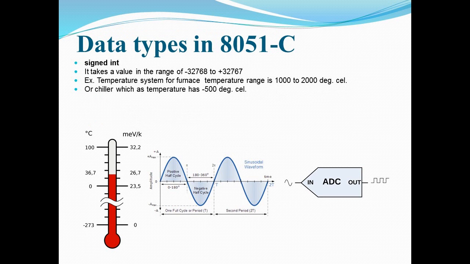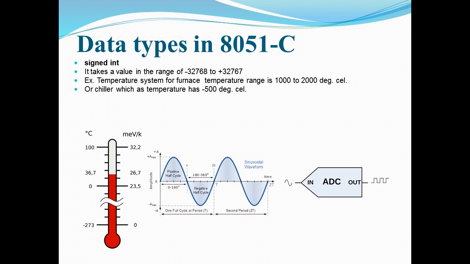Now let us look at the signed integer data type. In this data type, we can store positive as well as negative values. As it is 16-bit, we can store values ranging from minus 32,768 to positive 32,767. Once again, we can take an example of temperature, in which the temperature ranges from, let us say, 1000 degrees to 2000 degrees, or maybe in chillers where the temperature goes down to minus 500 degrees centigrade. In such cases, we cannot go with the char data type.